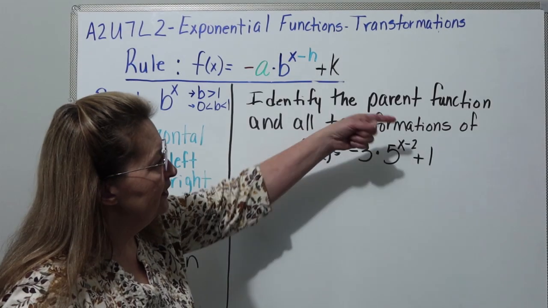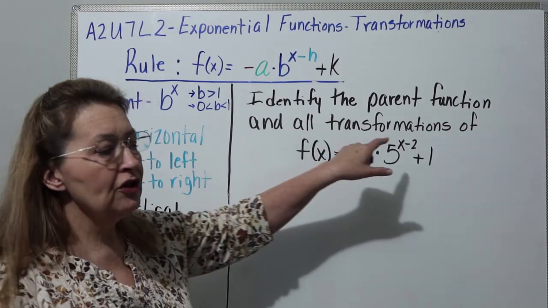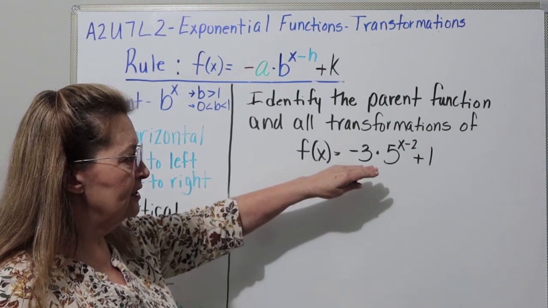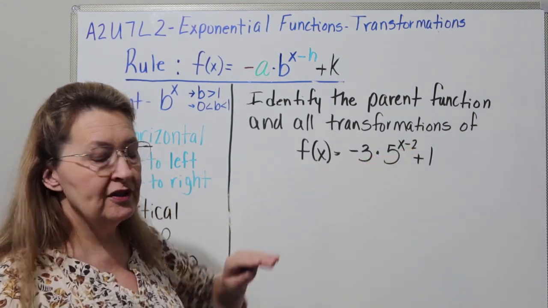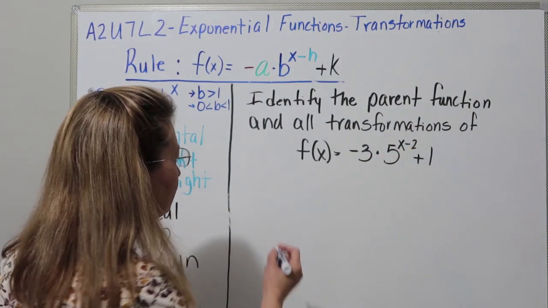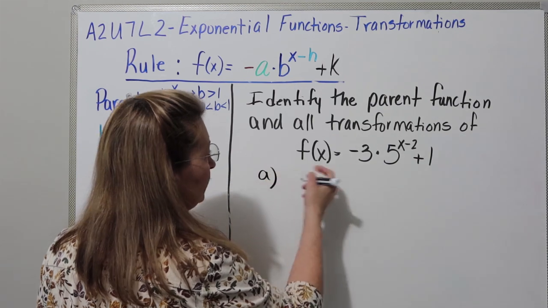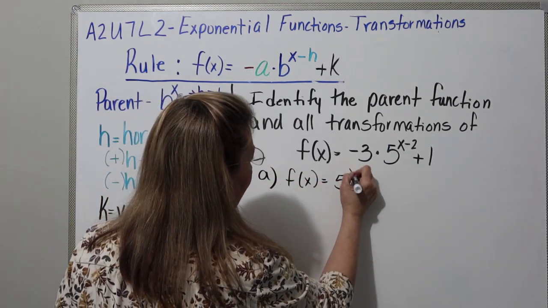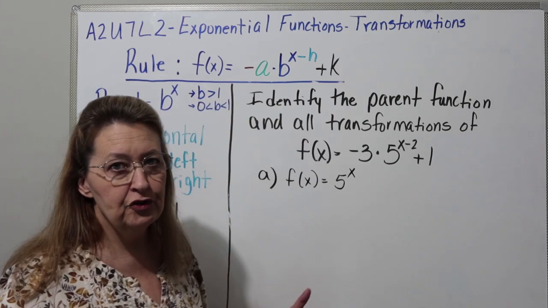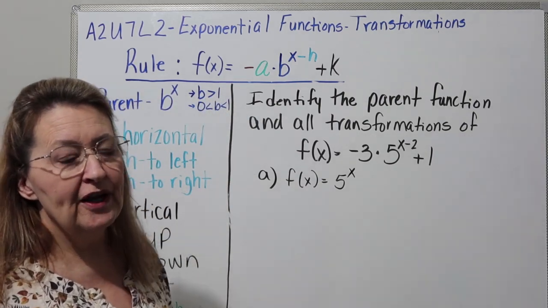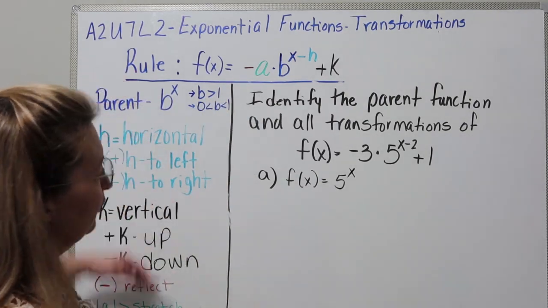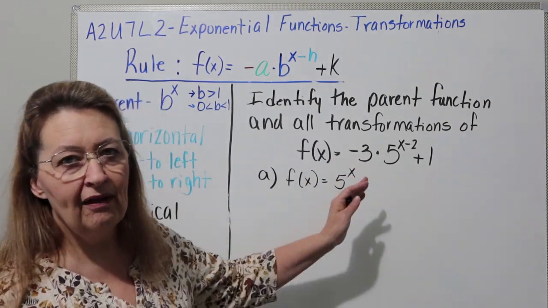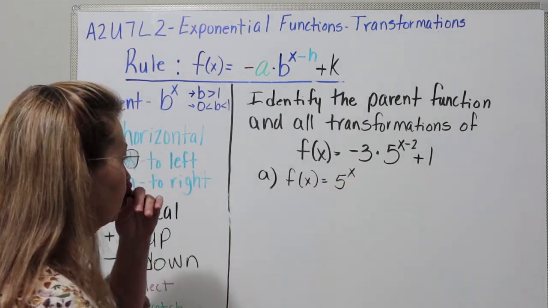So now we want to identify the parent function, and all transformations found in f of x is equal to -3 times 5 to the x minus 2 plus 1. First of all, to find the parent, that's going to be f of x is equal to 5 to the x. That is your parent. Now, for transformations, you can either go in the order of this list or you can just start left to right. I like to just start at the beginning and work my way through.